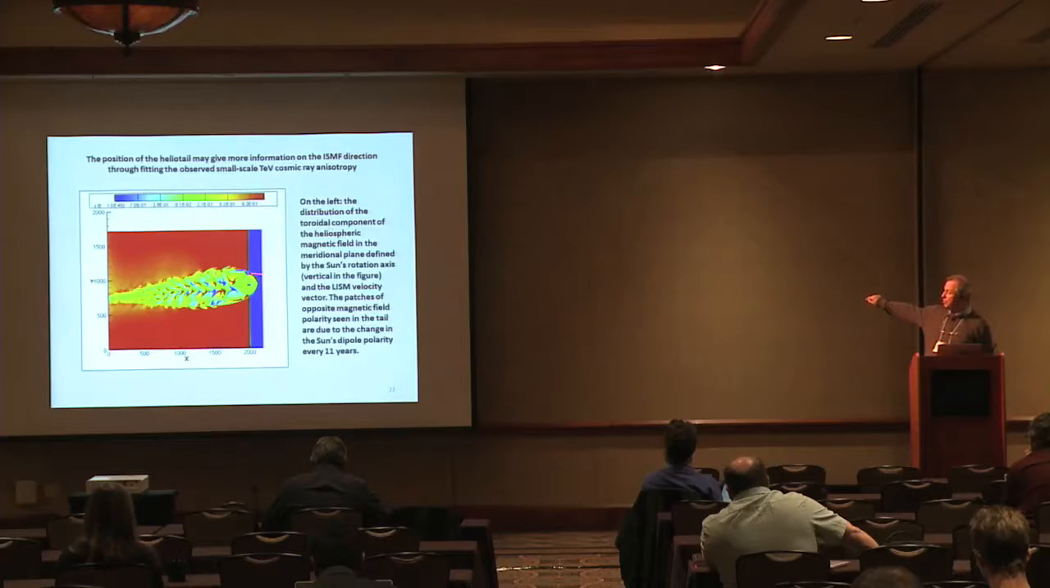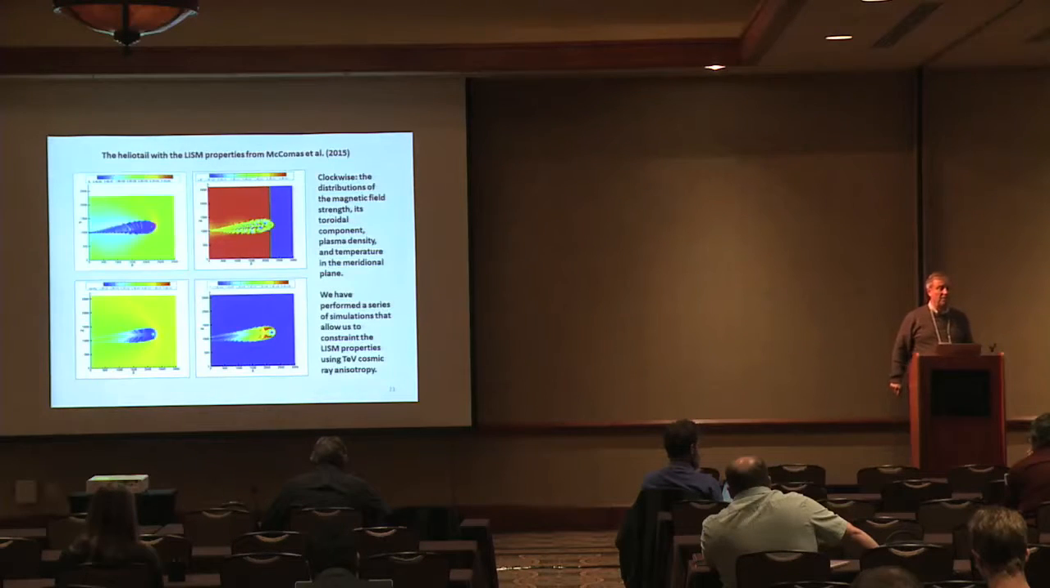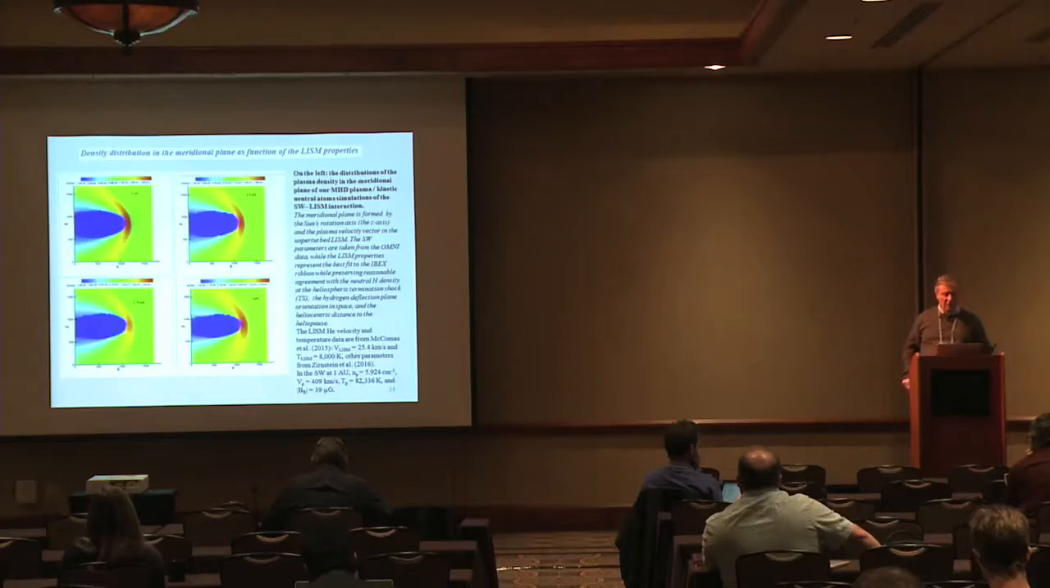Right here, for example, you see the distribution of the toroidal component of the magnetic field, and the solar magnetic field changes polarity every 11 years. So right here, you see these patches of different polarities of the solar field. And so this is how the heliotail looks from our viewpoint. So these are also the magnetic field strength, and this is density and temperature distributions along the heliotail.